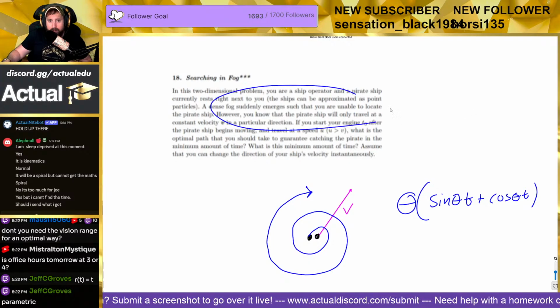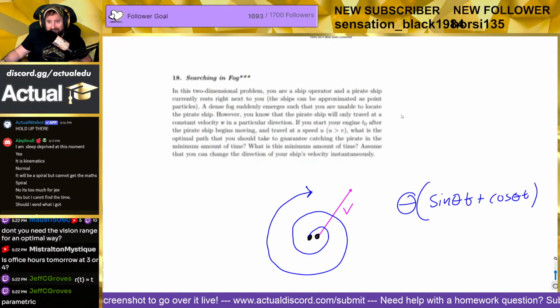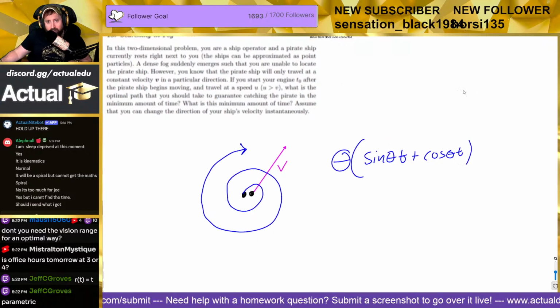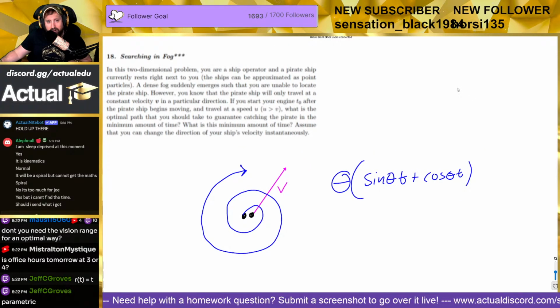Well, it's dense fog, so you have to run into it, apparently. Yeah, you could do it in terms of r and theta. Well, here's a good question. Oh, what's the minimum amount of time?